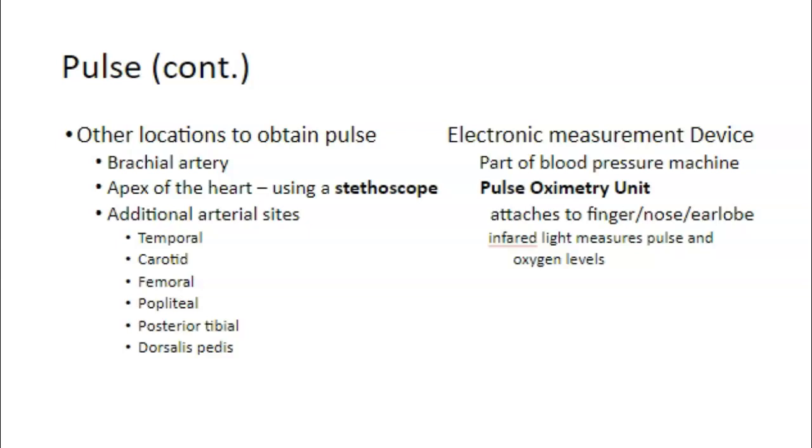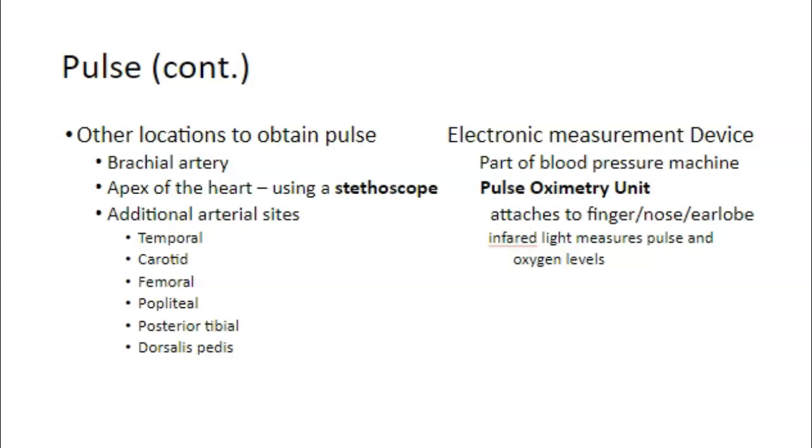The popliteal and the femoral are sometimes a little bit more difficult to feel. The femoral is in the anterior thigh area, and the popliteal is behind the knee. And so sometimes those are a little hard to find, depending on the person and how deep the arteries are and how much adipose tissue they have. It can be a little bit tough to feel those.